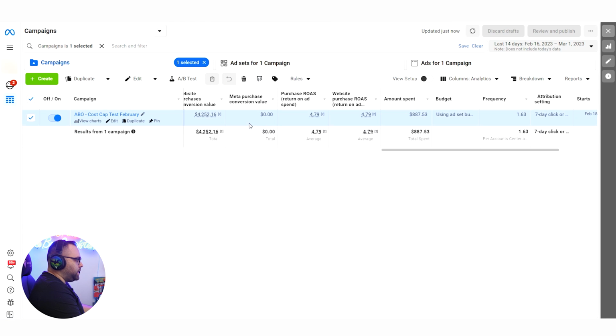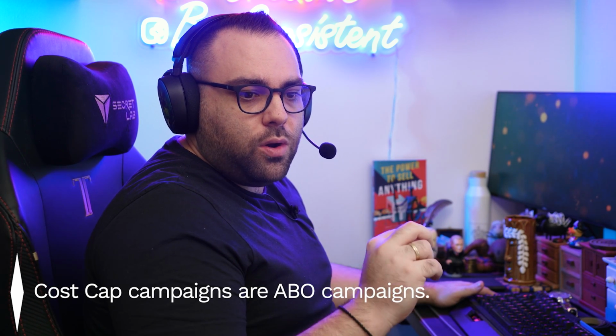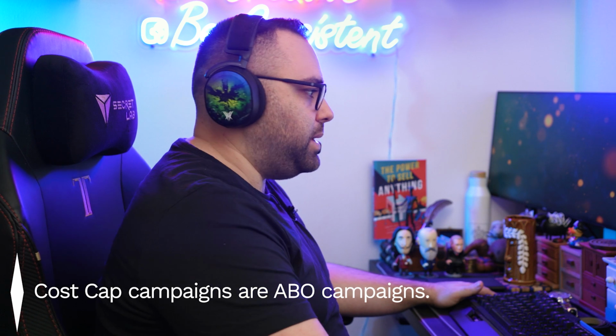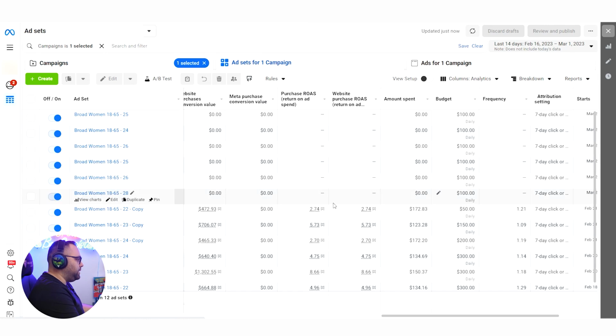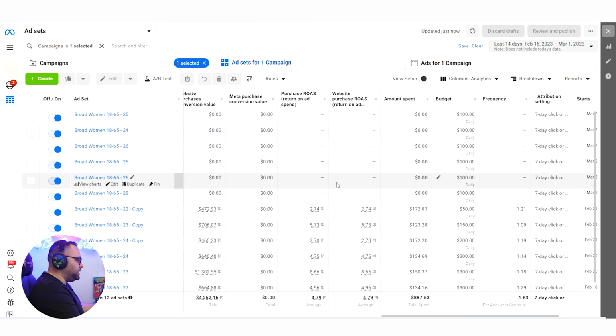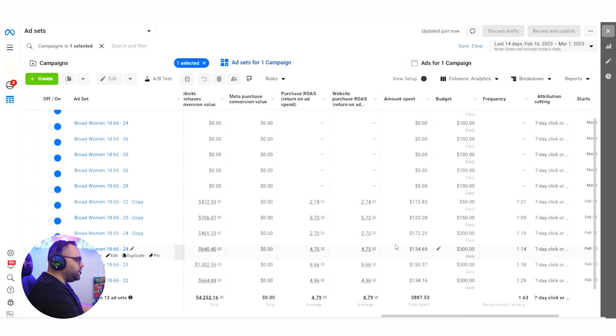Let me explain to you how the structure works. First of all, cost cap campaigns are ABO campaigns, they're not CBO. We're working on each ad set separately, and let me explain to you why. Basically, all of these ads here haven't spent because I'm relaunching them. I will explain a little bit why. First of all, you see here we have crazy budgets. For example, we have 150 daily, 200 daily and so on, but it's not going to spend all of the money. This is the concept behind the cost cap: you say to Facebook, give me this result or don't spend all the money that I'm giving you.